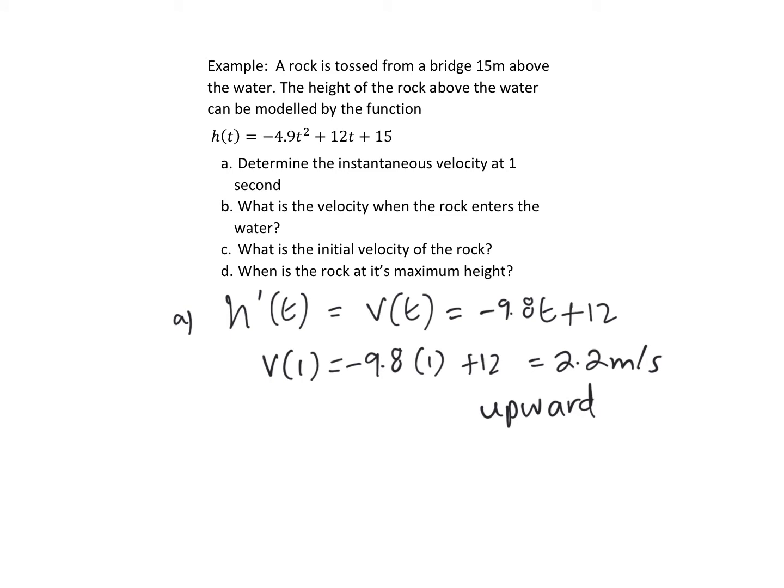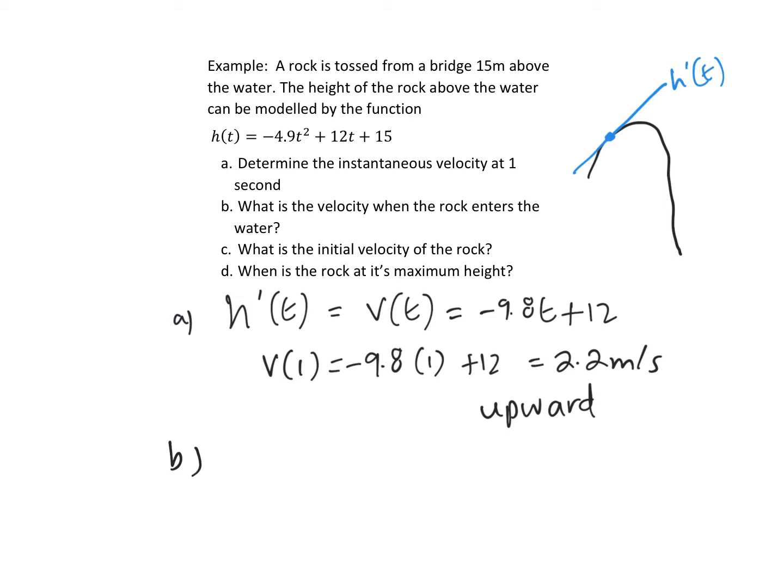So think of the path of the rock as going up and down. Because my velocity is positive, it means that it has a positive slope, right? So h prime of t is the slope of the tangent at a specific point. So since it is positive, it tells me it's increasing and it is traveling upward.